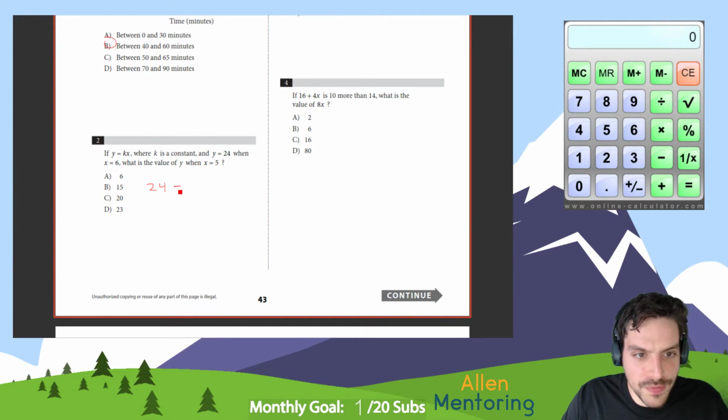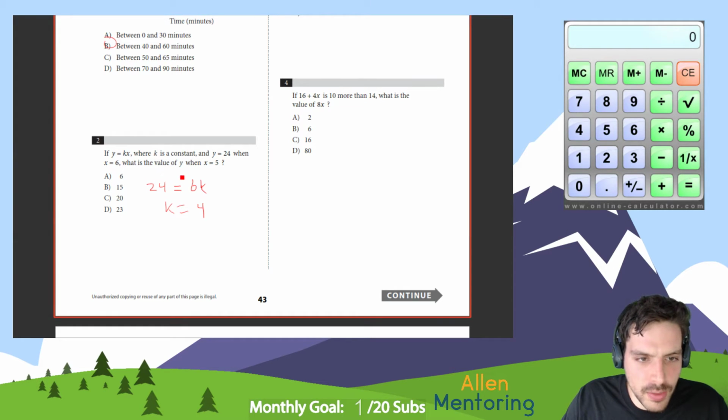Okay, so 24 is equal to 6k. And all I did was replace 24 and 6 for y and x. So what is k equal to? Well, this is easy enough, right? Divide by 6 on both sides. k is equal to 4.